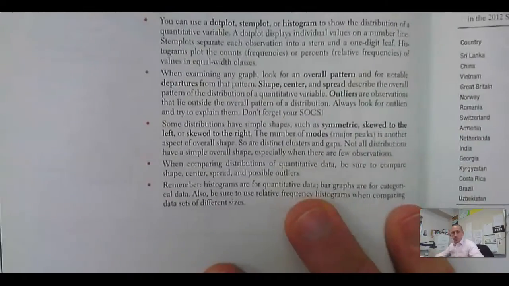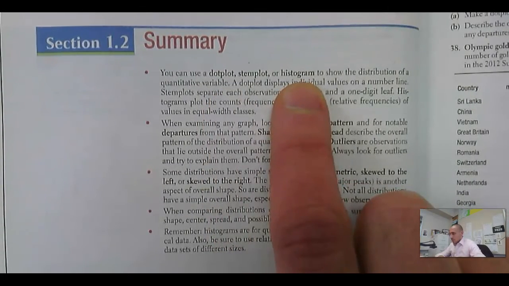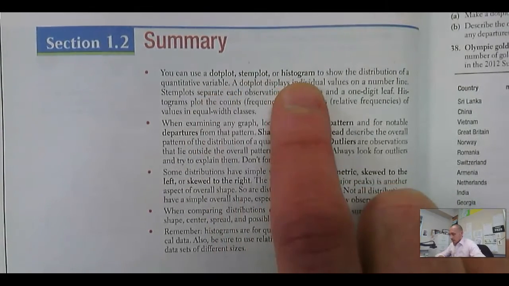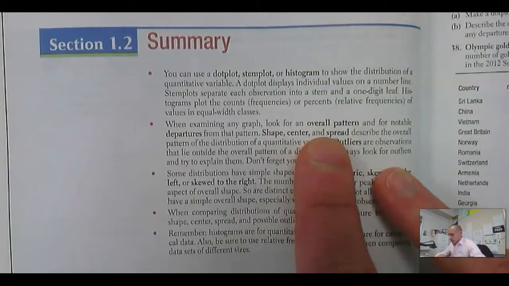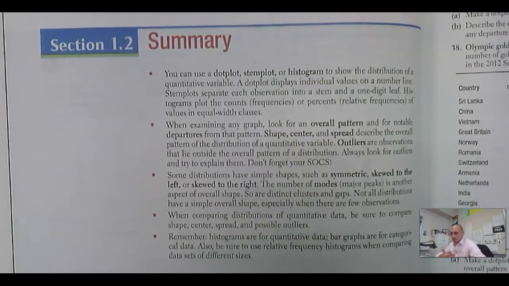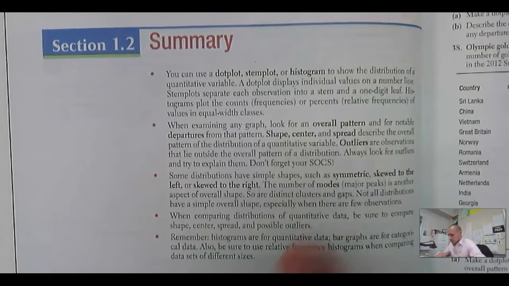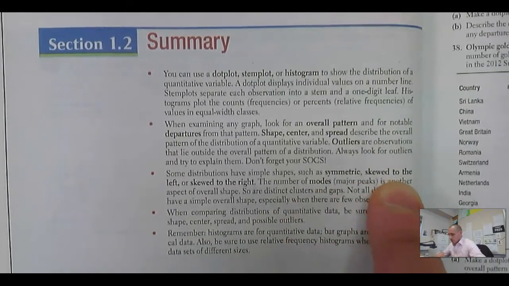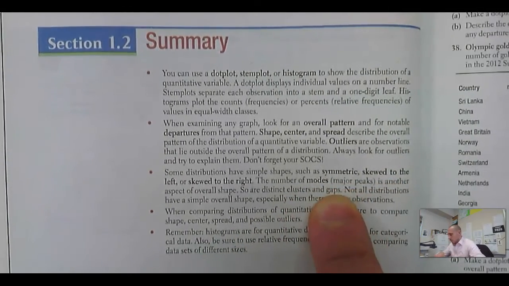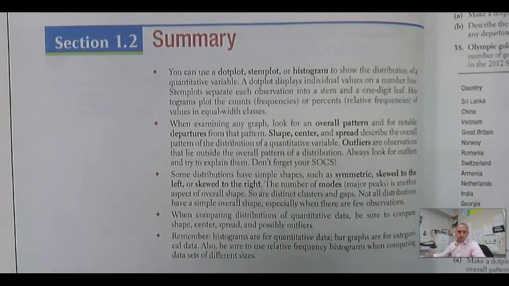All right, so summarizing. There are 3 different types of plots we can use for quantitative variables: dot plot, stem plot, histogram. And when you have one of those, you want to be able to describe it using VSCO: variability, shape, center, outliers. And as far as the shape goes, is it unimodal, bimodal, multimodal, symmetric, skewed left, skewed right, uniform? So that's a quick summary of section 1-2.